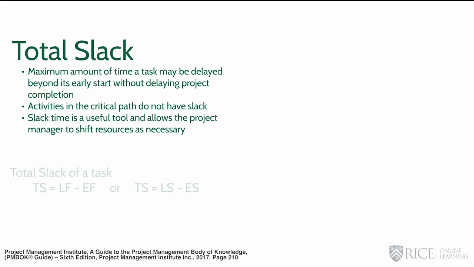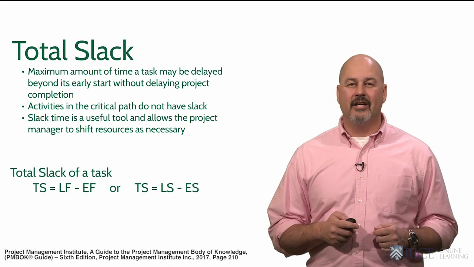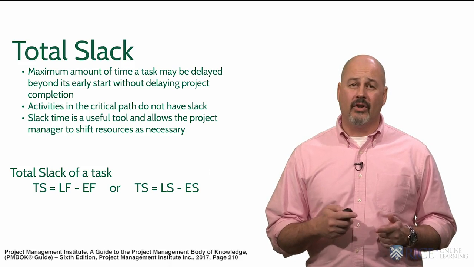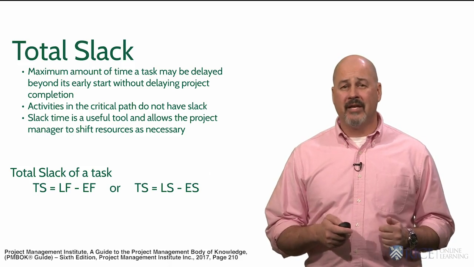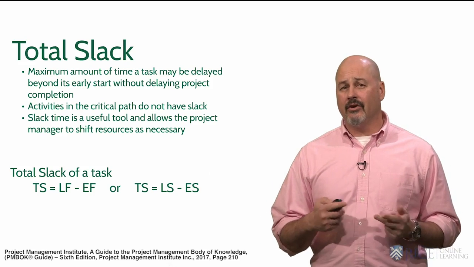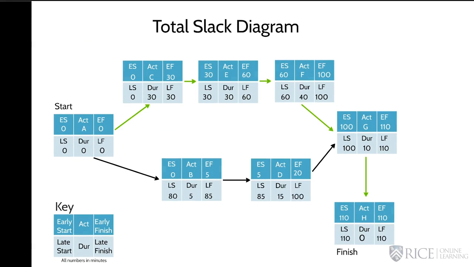To calculate the total slack, you subtract either the late finish minus the early finish or the late start minus the early start. It produces the same result. But for this example, we're going to use the late finish and the early finish. Typically, you write the total float above each box. So for activity A, subtracting the early finish from the late finish, you get 0.